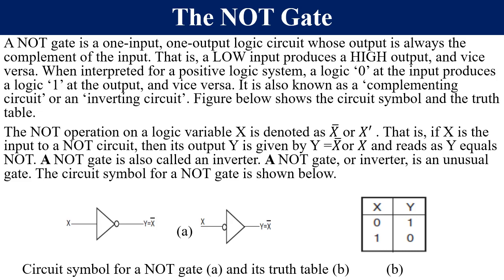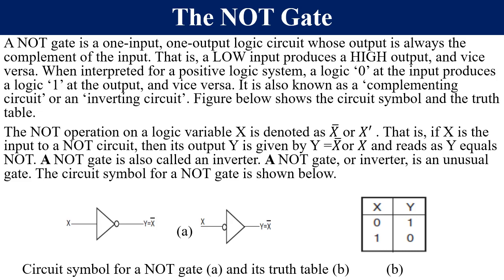It is read as Y is equal to not X, or Y is equal to X bar. Please take note that the bubble can also be put at the input, and the Boolean expression remains the same: Y is equal to X bar, or Y is equal to not X.